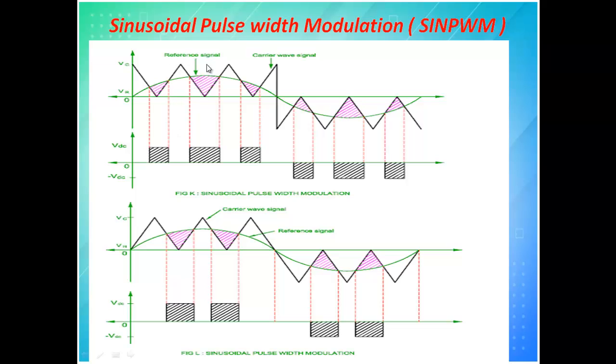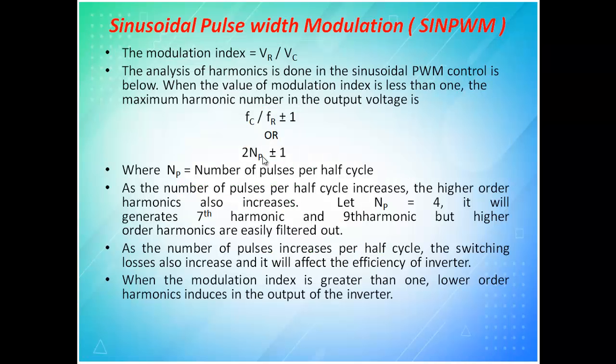Again, if I increase the frequency of the carrier, then I will get more pulses, and the pulse width will gradually increase, reach a maximum, and then again gradually reduce. So that's how you are able to generate sine PWM. Thereby, with sine PWM, the lower order harmonics are further reduced.